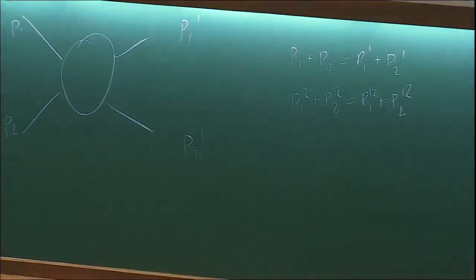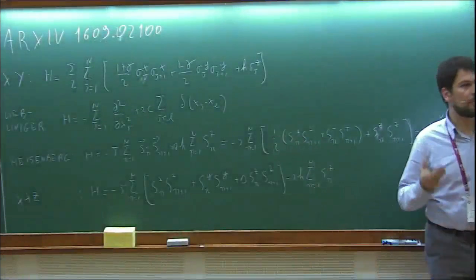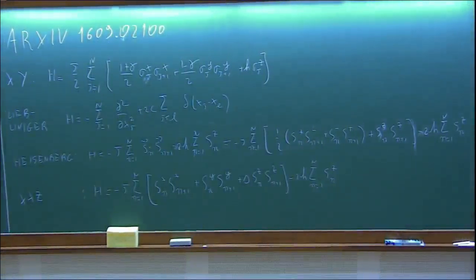Among these models, there are, of course, their peculiarities. The XY model, as you have been told, is free fermion and is better solved in the free fermionic approach rather than through Bethe Ansatz. Lieb-Liniger is probably the simplest system to visualize the basic idea behind Bethe Ansatz.